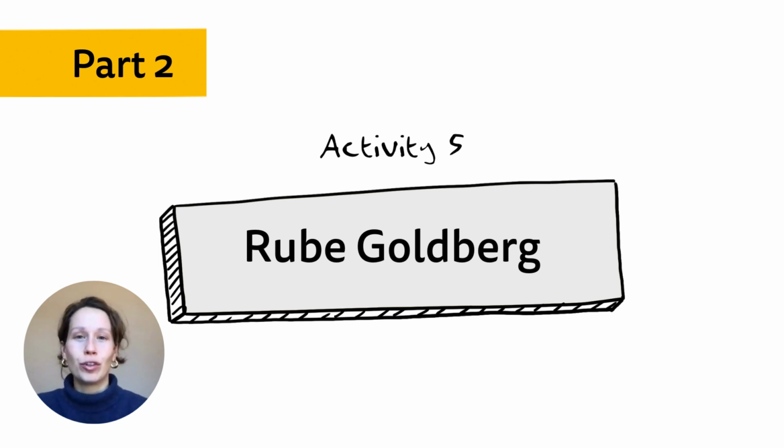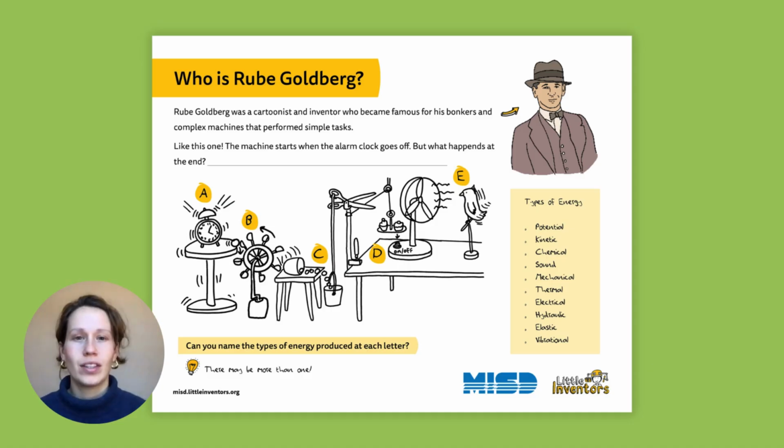Activity 5, Rube Goldberg. During the challenge presentation, your class will be introduced to the great cartoonist and inventor Rube Goldberg. They will learn about his bonkers machines that are made to do really simple tasks, like the one shown here on the invention sheet. The first question on the sheet asks them what will happen at the end of the machine at letter E when the alarm clock goes off. It will fan the bird, of course.